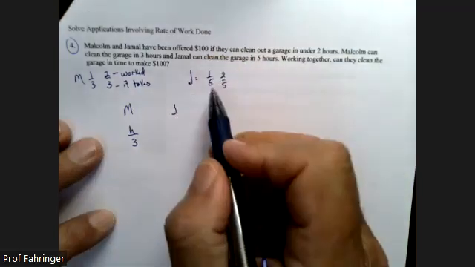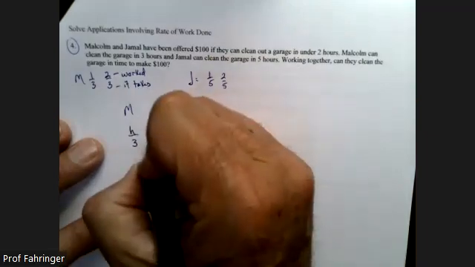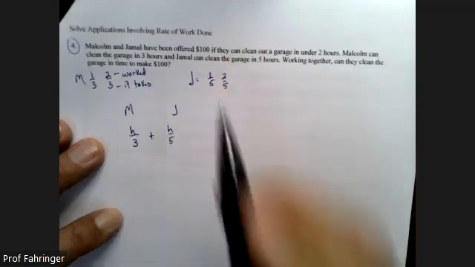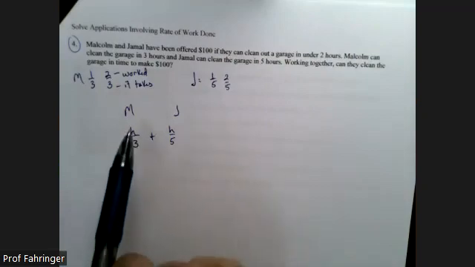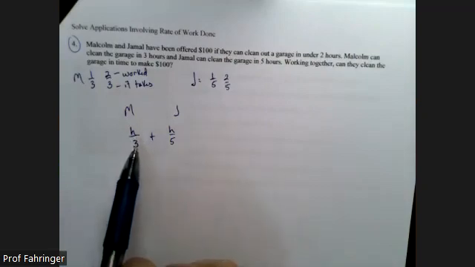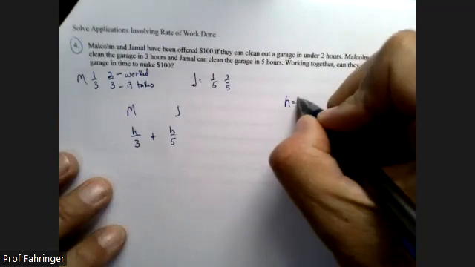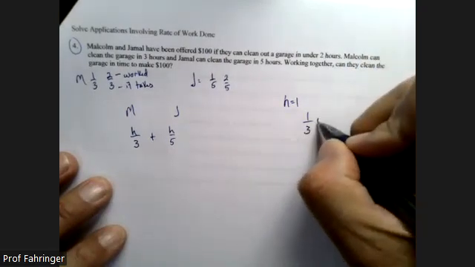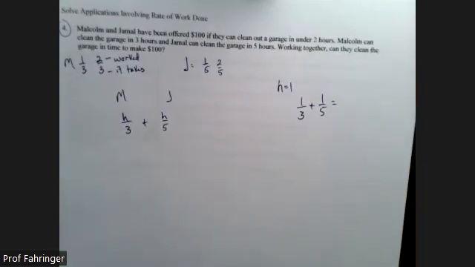So right now we're saying they're going to work together. After 1 hour, Malcolm would have 1/3, Jamal would have 1/5. Did they clean the garage? After 1 hour, if hour equals 1, they'd have 1/3 plus 1/5 of the job done. Did they get the whole garage cleaned? No, because what does that need to equal?